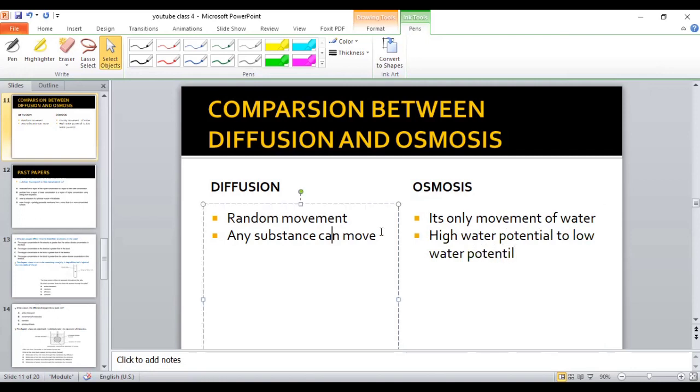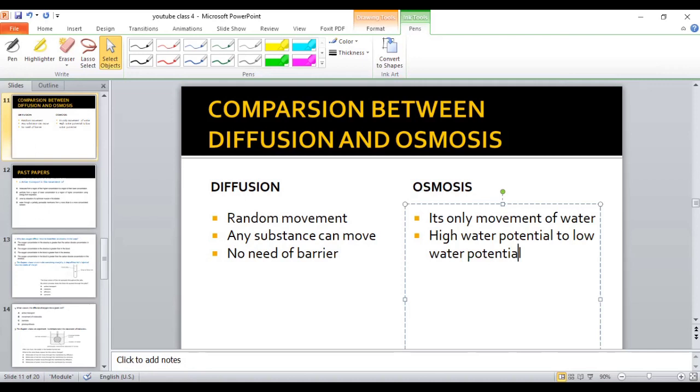So diffusion is a random movement. Any substance can move. No need of any barrier. Any substance can simply move. But here you need a barrier. Why do you need a barrier here? Because you only allow water to move here. So a semi-permeable barrier is required, which only allows water to move.